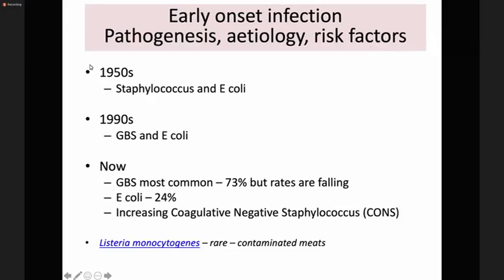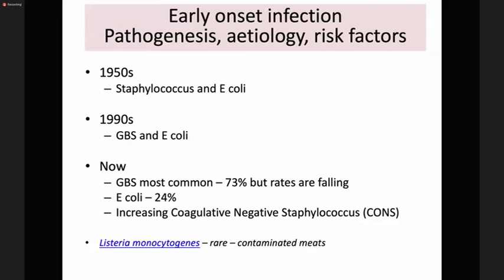You can see in the 1950s, it was Staphylococcus and E. coli, right? So Staphylococcus, how does Staphylococcus infection spread? Dilini, what do you think? Where is Staphylococcus? How does it spread? It's a commensal on the skin, madam. Well, some types of Staphylococcus. So what do you think?